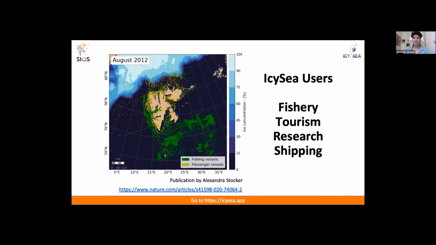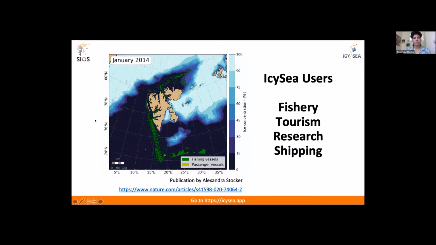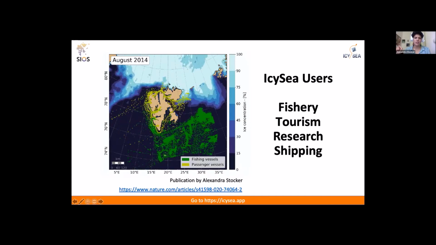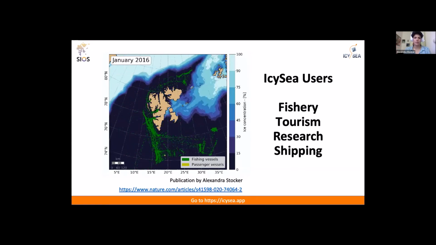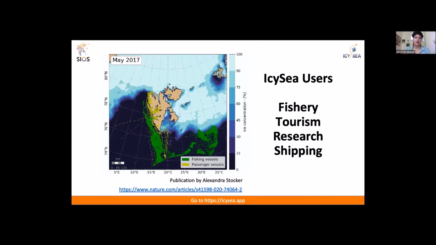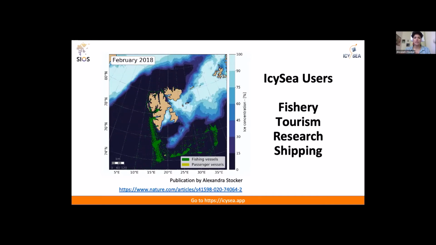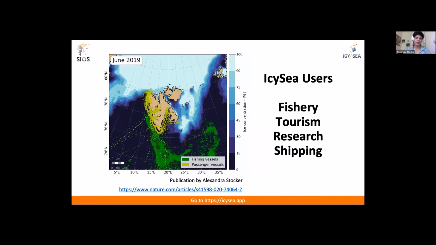IcySea users are mostly from fisheries, tourism, research and shipping, bulk shipping, or any vessels that are coming to the Arctic. So this is just a short video of my master's thesis project. It's the archipelago Svalbard in the middle. In green is the position of fishing vessels. And in yellow is the position of expedition cruise vessels between 2012 and 2019. So it's just to give an idea of how close in the end these maritime activities around Svalbard really interact with the sea ice variability throughout the years.